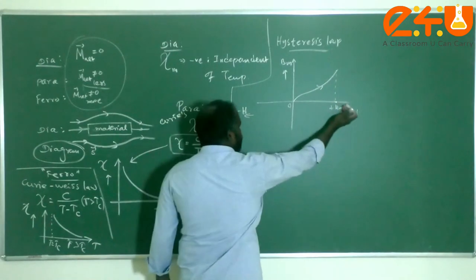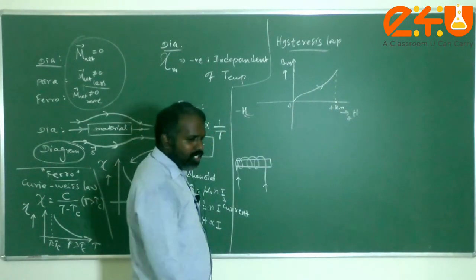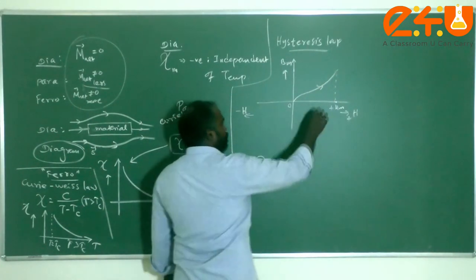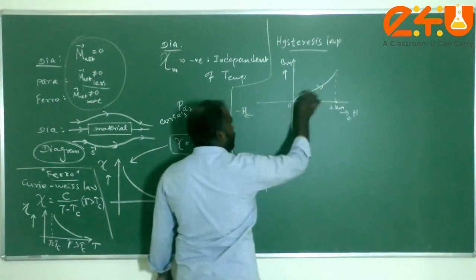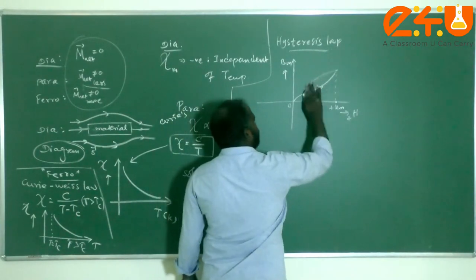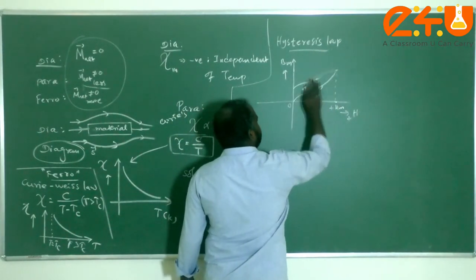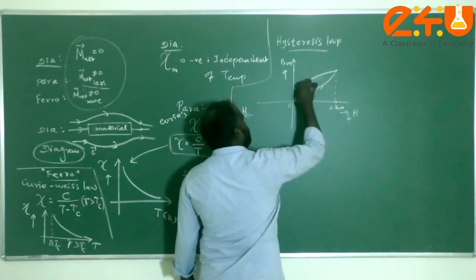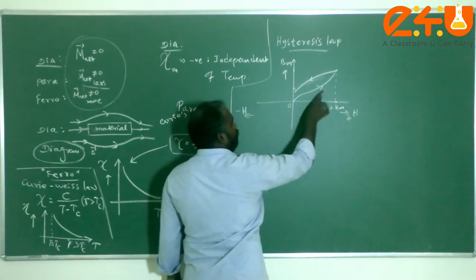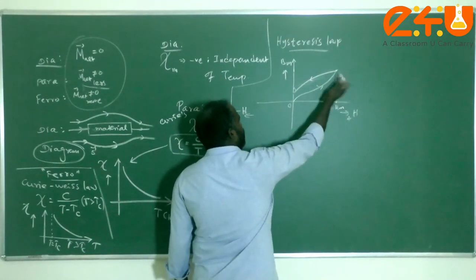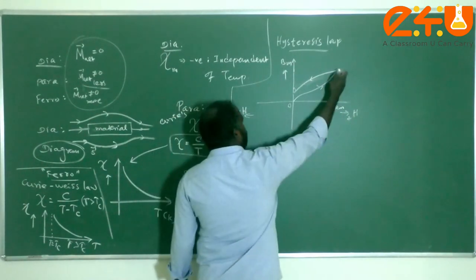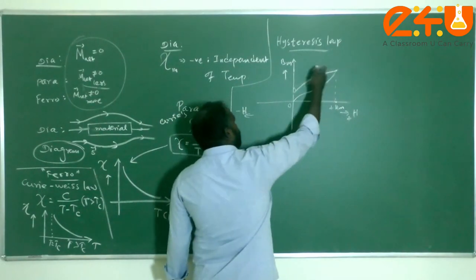Now the field decreases. What we expect is that it may decrease along the same path, but experiment shows that the curve does not change in the same way. It decreases as shown here. That means during the magnetization process, this is the path followed by the material, but during demagnetization, when the magnetizing field decreases in the positive value, the graph is not following the same path. It is following some other path.